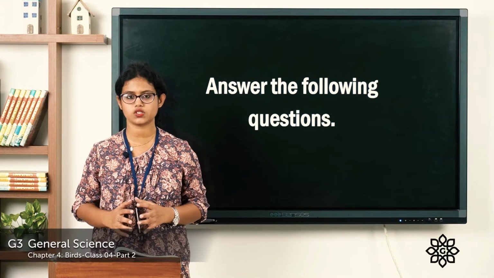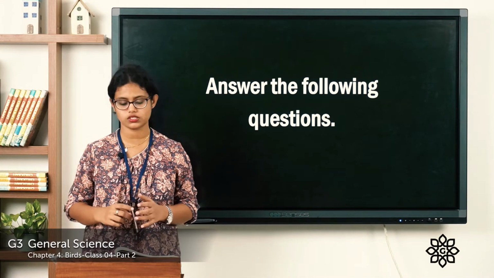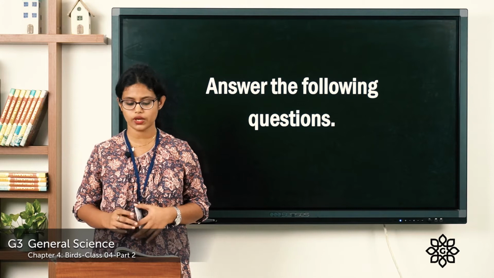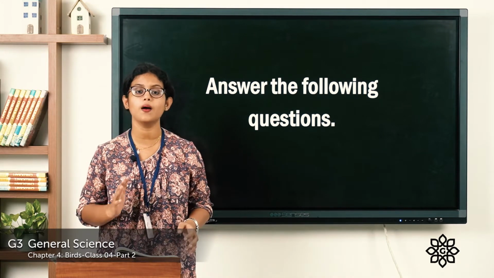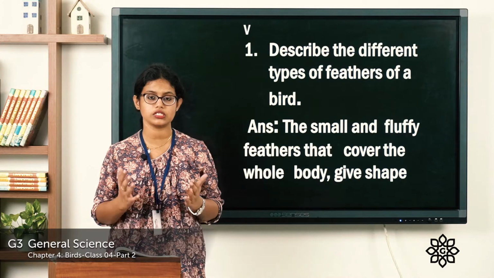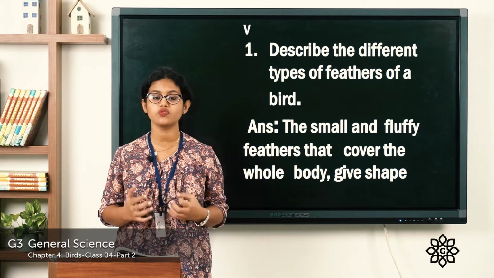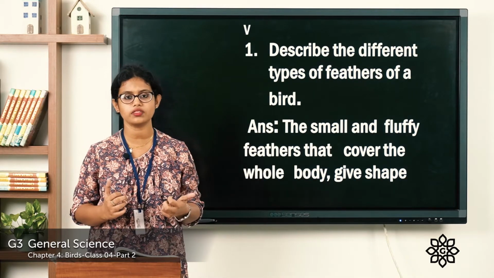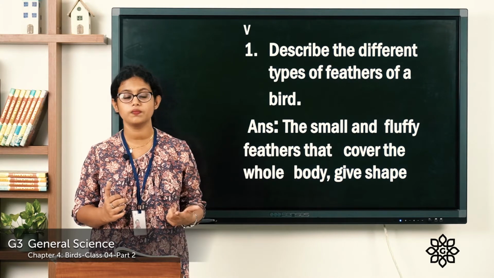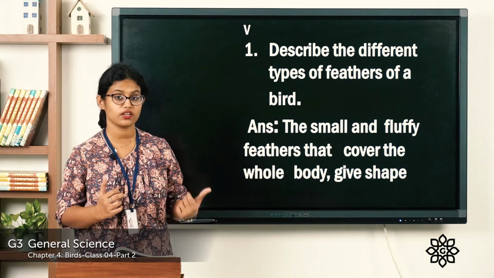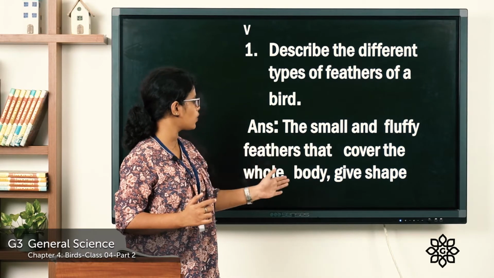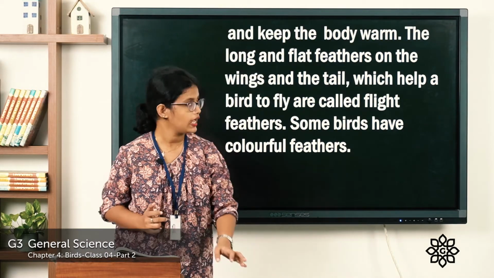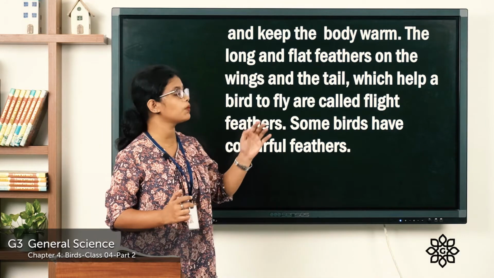Moving on to the next one, answer the following questions. So let's read out the first question. Describe the different types of feathers of a bird. So we discussed that there are three types of feathers, that is the down feather, the body feather and the flight feather. And you can write the answer as the small and fluffy feathers that cover the whole body, give shape and keep the body warm.